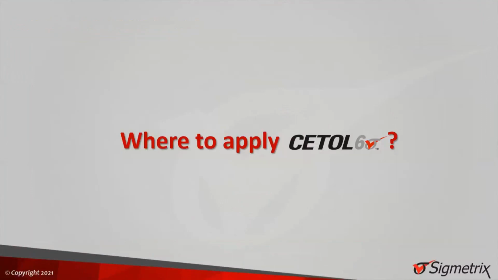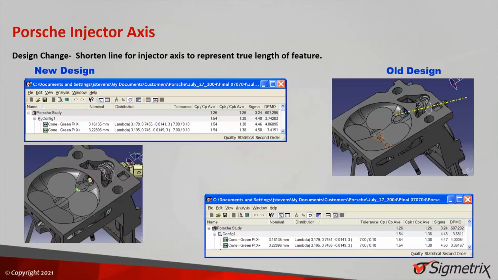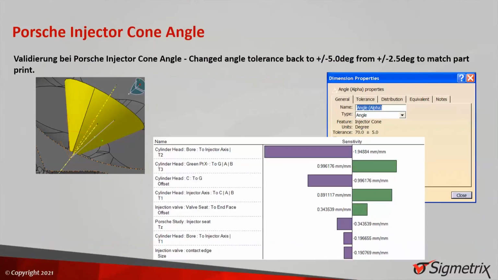Okay, where to apply CETOL? I will show you some cases at our customer sites. This is Porsche. They use CETOL to analyze, like, the injector axis, the distance from the axis to the combustion chamber. That should be some performance issue. And also they analyzed the injector cone angle.